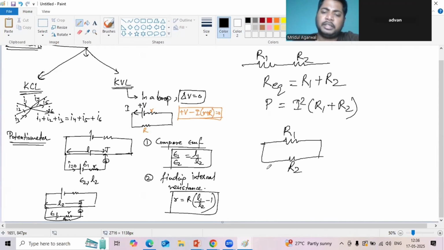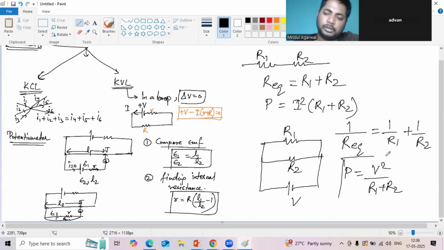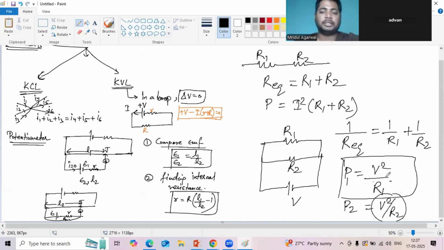If you connect a V voltage, then you will have R equivalent as 1 over R equivalent is 1 over R1 plus 1 over R2 and so on. For power, you get V square by R1 or V square by R2. So there will be different powers, and you can add both of them to get the final power.